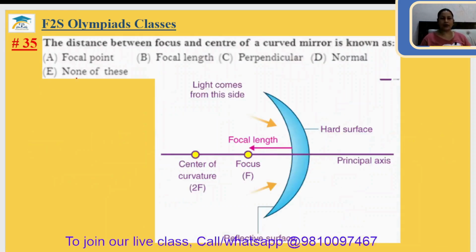Question number 35. The distance between focus and center of curved mirror is known as. The distance between focus and center of curved mirror is known as focal length. Option B. 35th answer is option B.